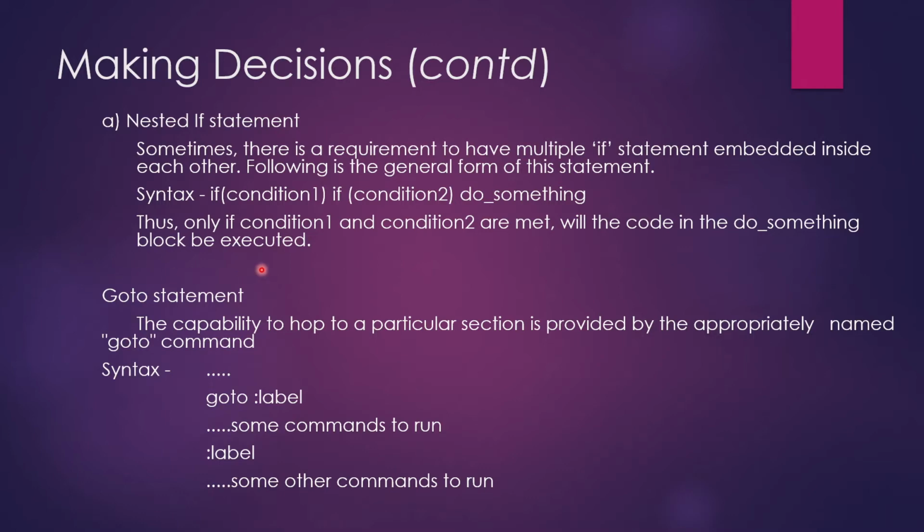You can use it otherwise as well, but in nested if statements, we use a lot of goto statements. So what is this goto statement? The capability to hop to a particular section is provided by the appropriately named goto statement. Go means to go somewhere, and to means at a place or at a code block. In order to achieve that, we have a syntax something like this. Goto label. This label is anything that you can name, and there are some commands to run. Once this is met, it will go over here. Some other commands to run over here, and then this is the execution.